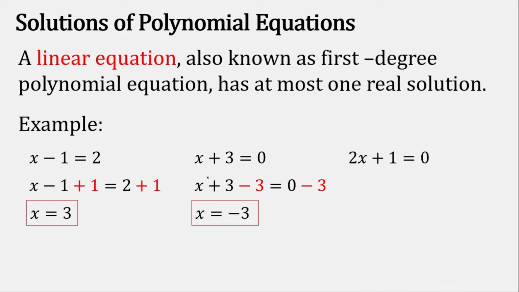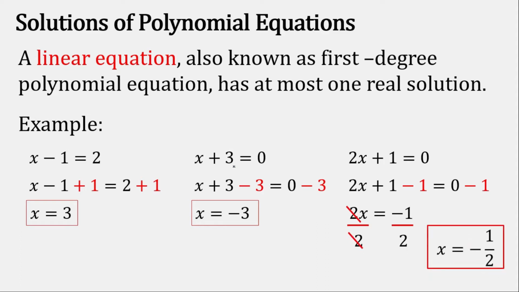Now again, another example, 2x plus 1 is equal to 0. This is kind of different because x has a coefficient greater than 1 compared to the first and second examples. To solve this, let's subtract 1 on both sides. So that is 2x is equal to negative 1. Then let's divide both sides by 2. And we have x is equal to negative 1 half. So this is the only value of x that would satisfy this equation.